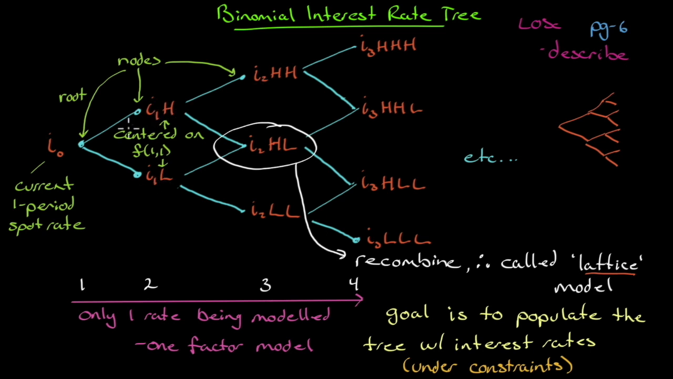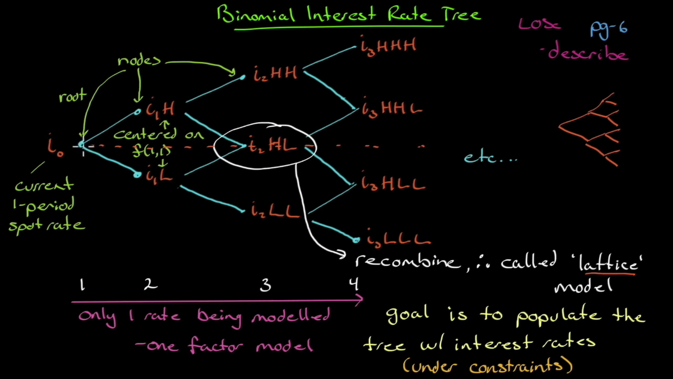Interest rate at time 2, this was high, high. This was high, low. This was low, low. This was low, high. And you can follow it through like that. So how do we get our high rate and how do we get our low rate? Well, if we just draw a little dotted line all the way through here, that will be our forward rate. Those will be our forward rates.